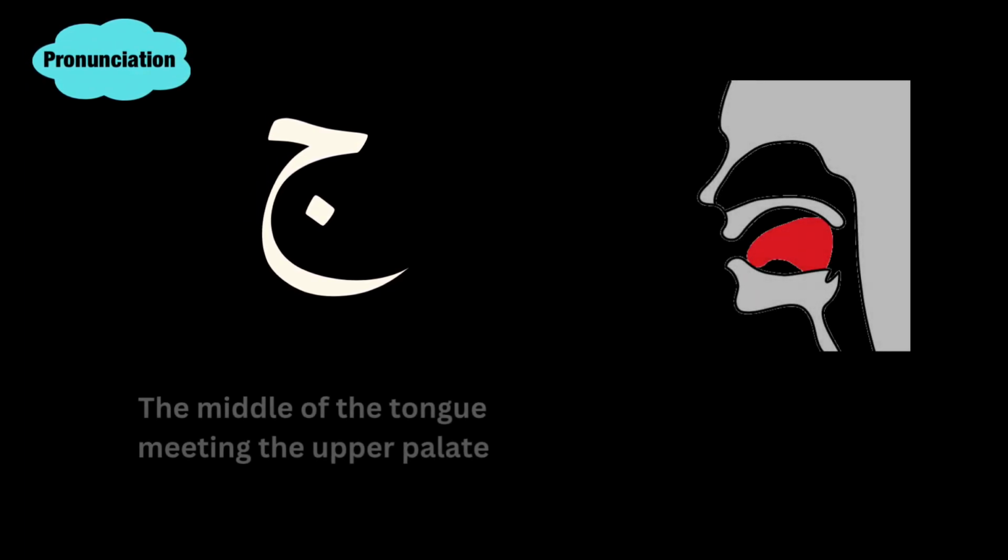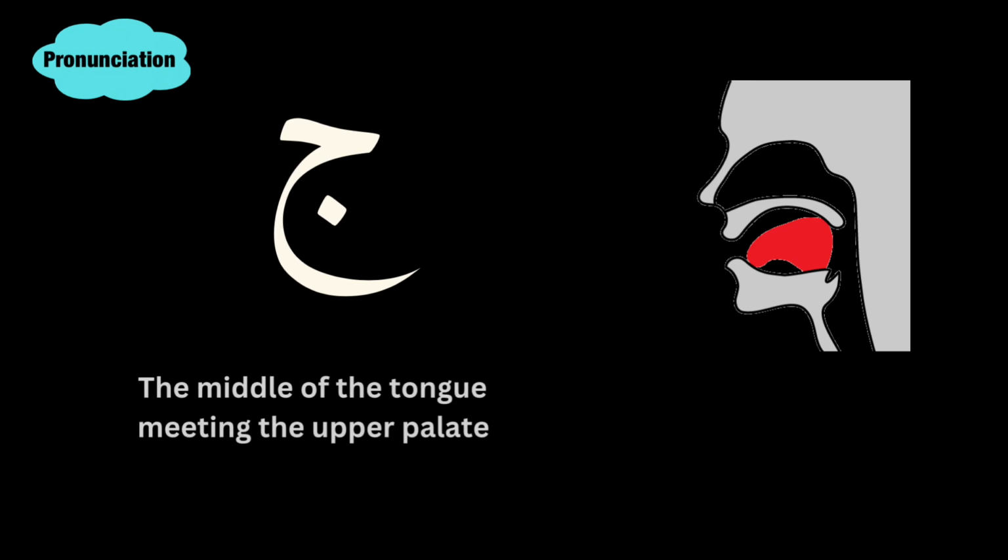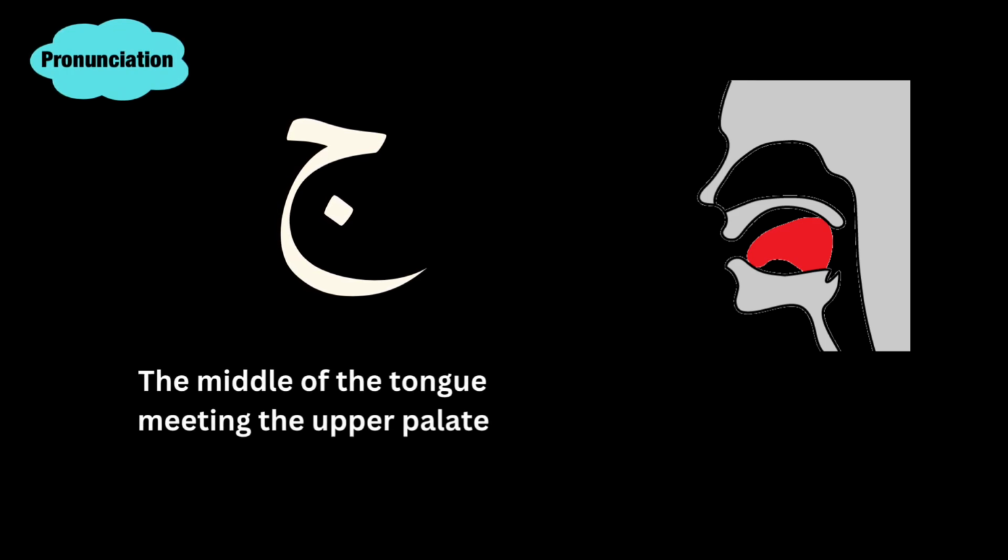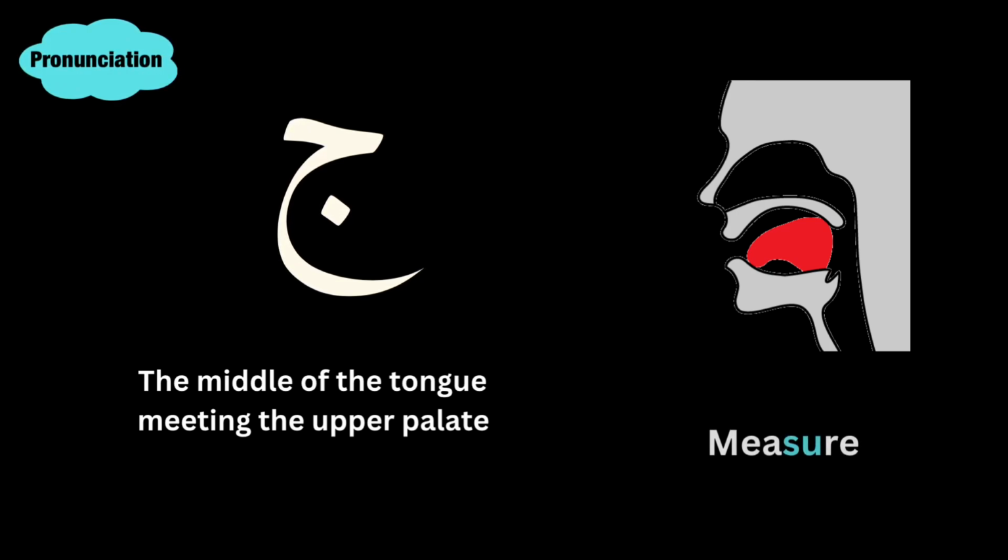Now let's discuss the articulation of each letter. So the first one is jim. The j sound comes from the middle of the tongue and the upper palate. Ja, ja. It's basically the same sound of j in major.